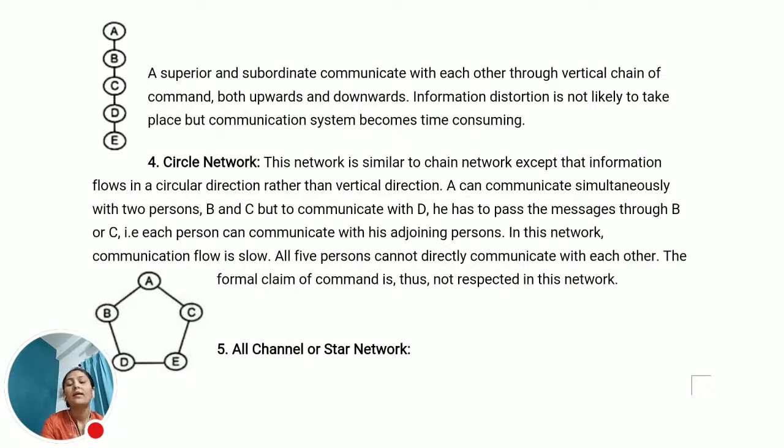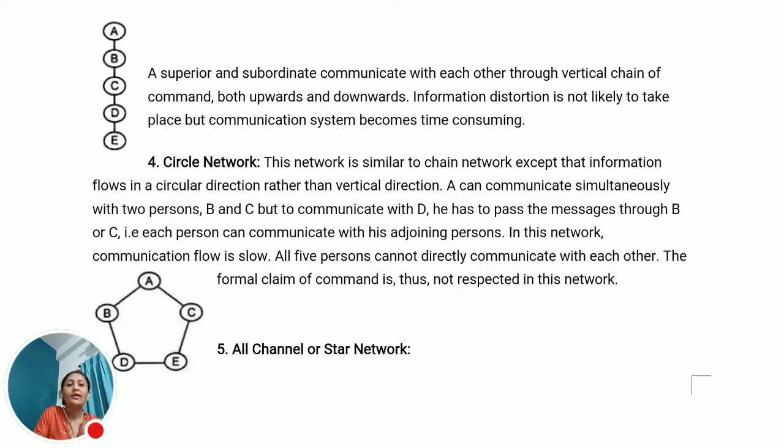The next one, the fourth, is the circular network. The circular network is very much similar to this line network or the chain network, where A can communicate with B or C can communicate with B and D. Similarly, in circular network, A can communicate with B and C can communicate with A and E, but A cannot directly communicate with E. That means if A wants to reach E, A has to take the help of C to reach E.